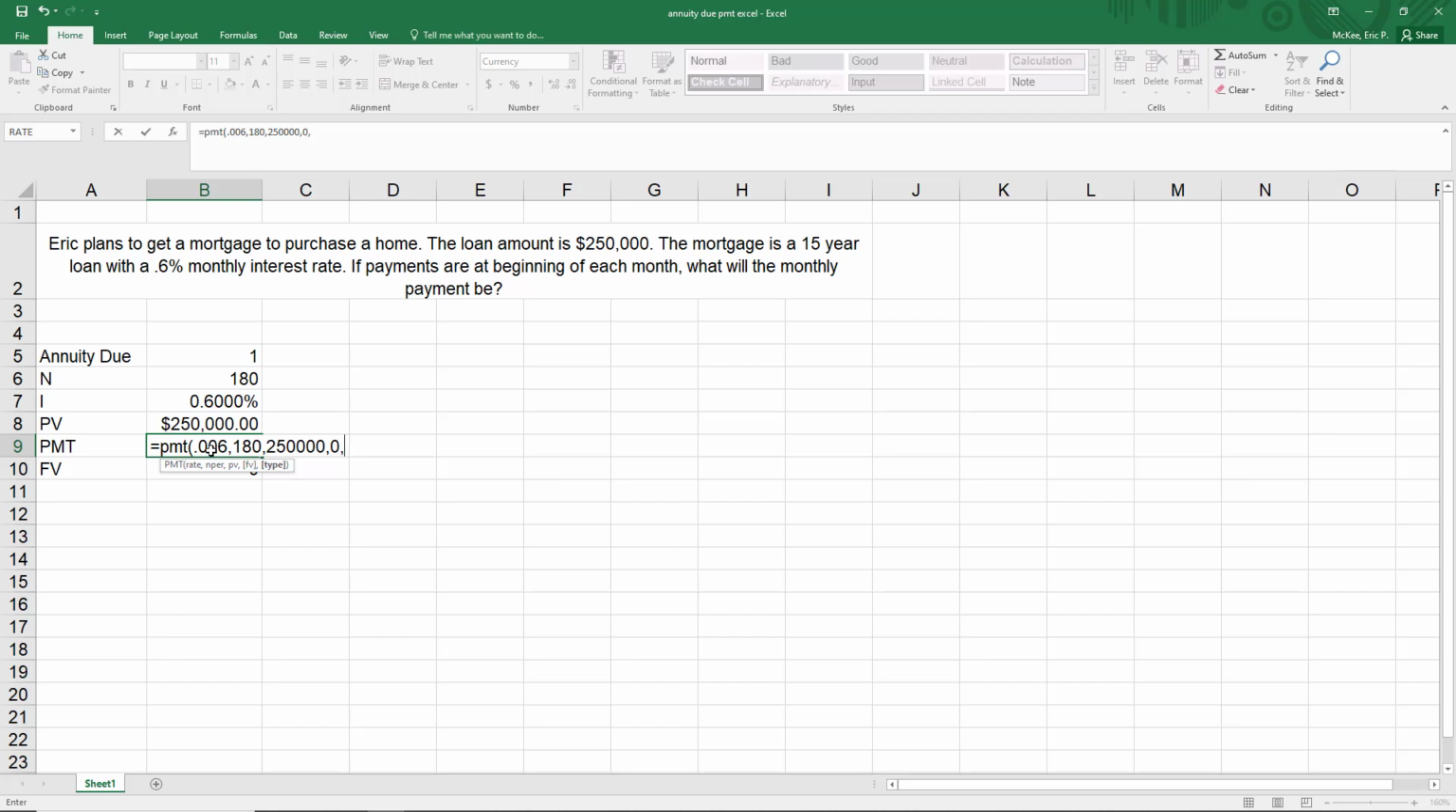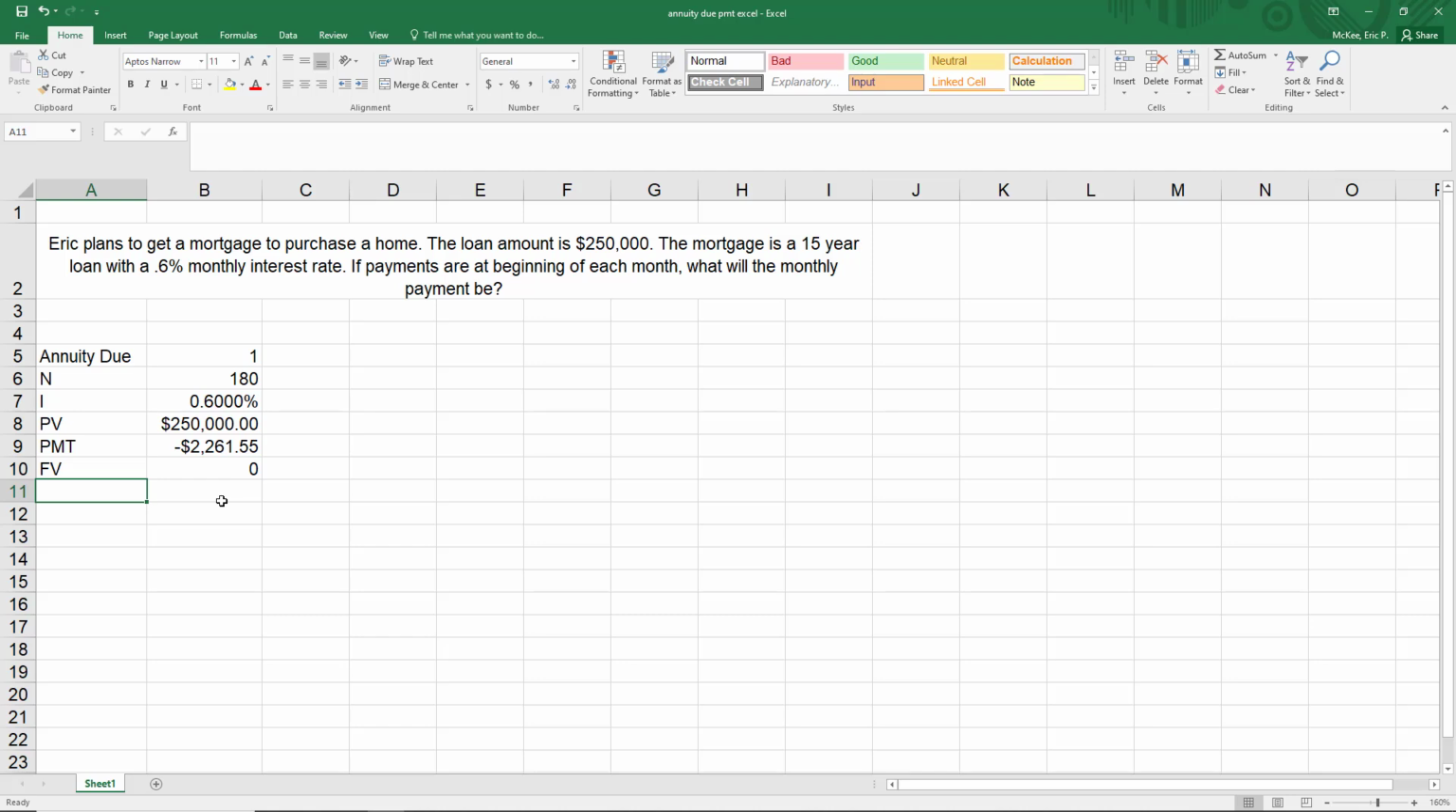And then type also has a default value because it's in brackets, but type's default value is 0, which means we don't have payments at the beginning of the month, we have payments at the end. That's not what we have here. We have payments at the beginning. If we put in 1, that will tell Excel that our payments are at the beginning of each period. So I close parentheses, and I see my monthly payment here. The principal and interest for the mortgage would be $2,261.